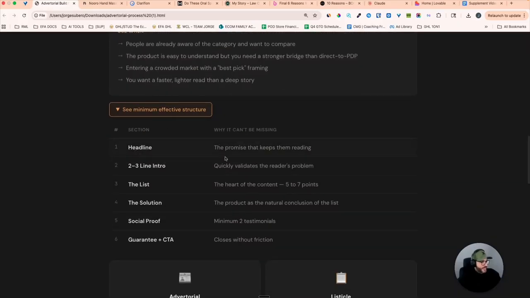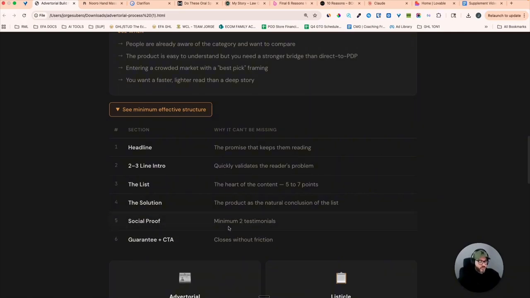It also has a headline, and a two or three line intro, okay? It's just a short intro, and then the list, like the top five, the five reasons. It used to be reasons, and you're going to see a couple of examples, okay? Something that you can put on a list. Then introduce the solution, the social proof, and then the warranty and the call to action.